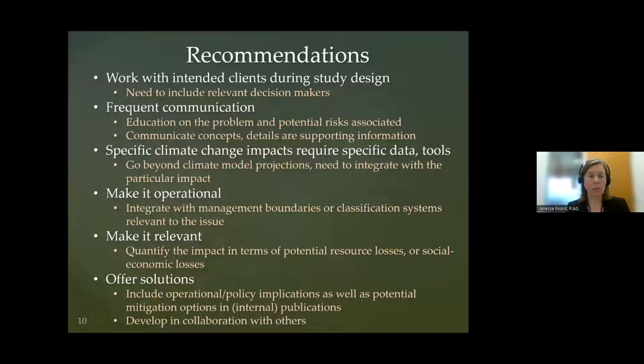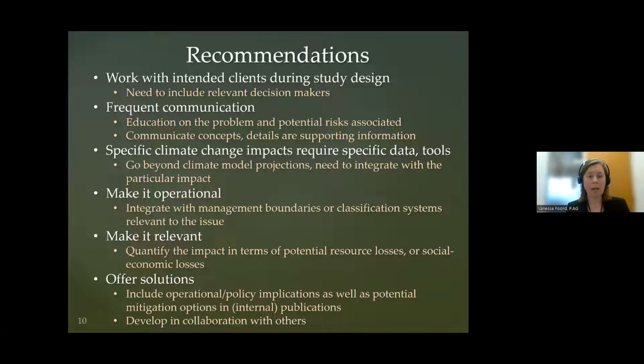We can't just give managers climate model projections of doom and gloom. They need to integrate with a particular impact like we did with tree mortality risk in that example. Making it operational has been a good lesson that we learned. So as mentioned, we made our drought information available by the same ecosystem units that forest practitioners use to make their decisions. So then it was just an easy adaptation to what they were already doing.